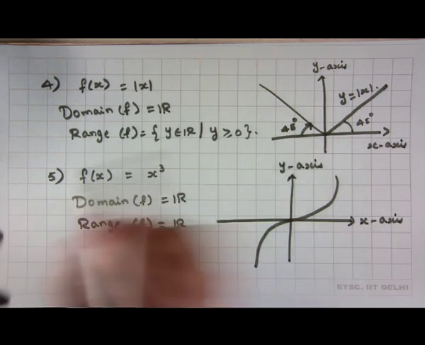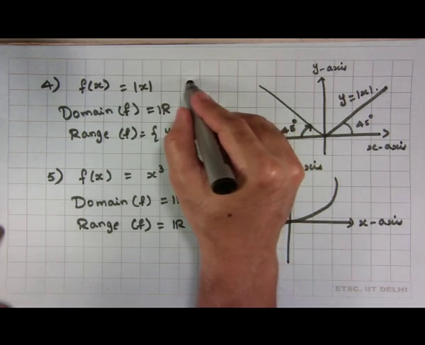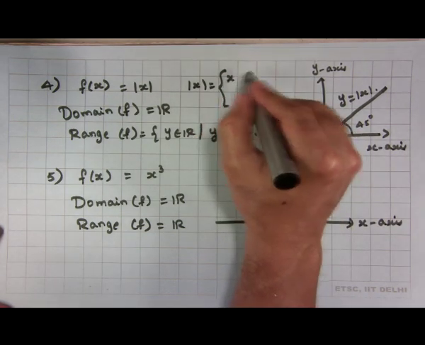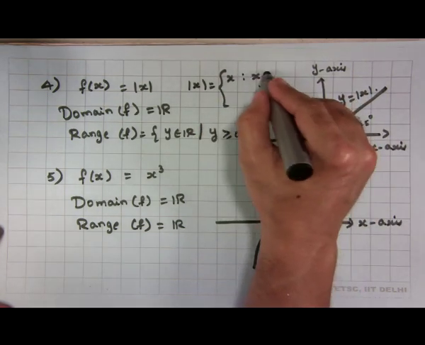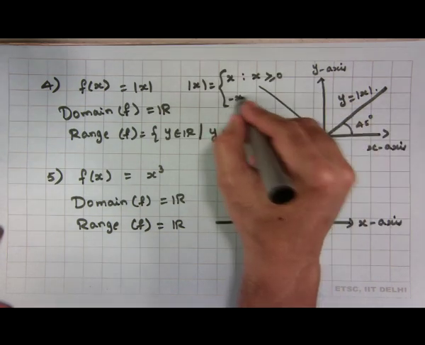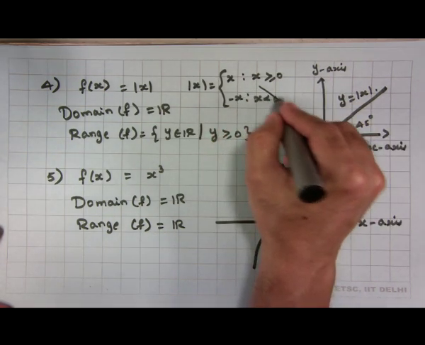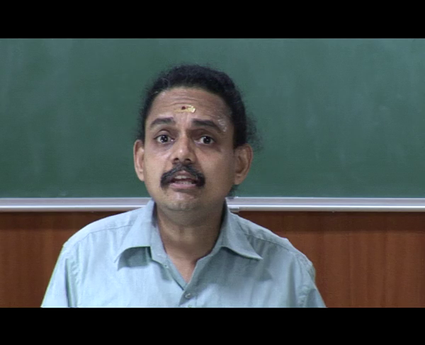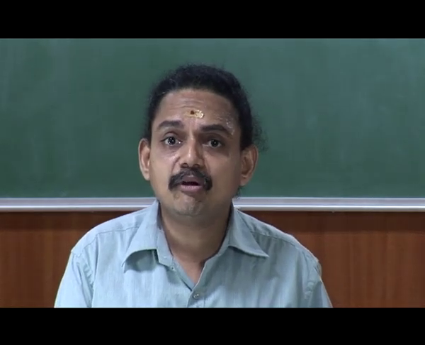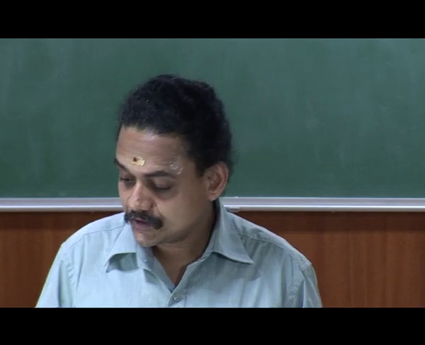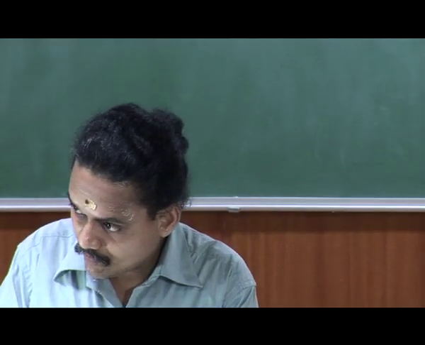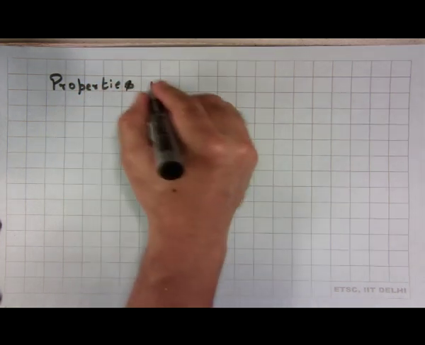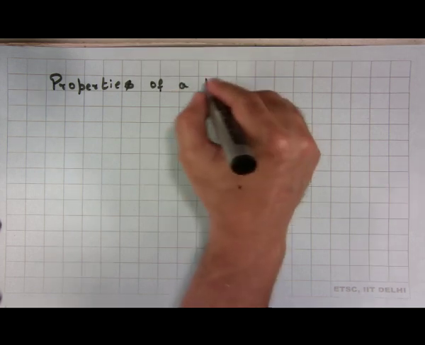In the previous example, let us try to explicitly write down what mod x is. It is going to be x if x is greater than or equal to 0 and minus x if x is less than 0. So, this is the function that we have. Now, with all these examples, let us look at some properties of functions.